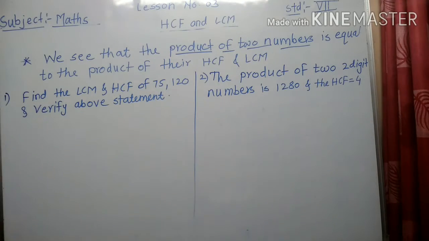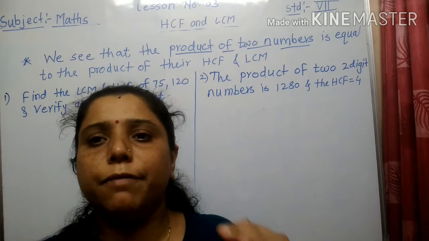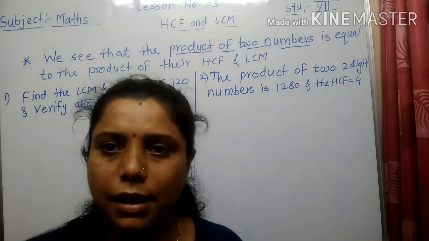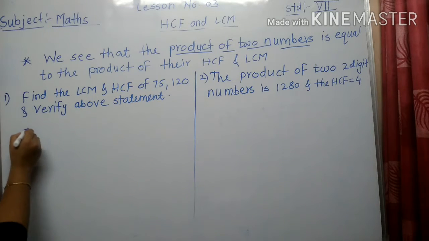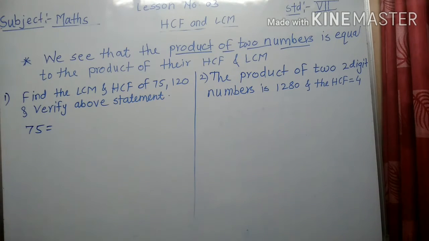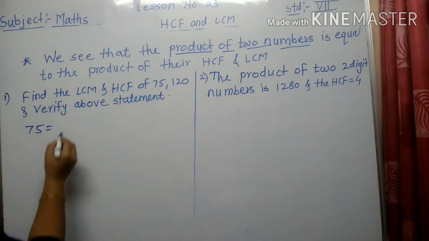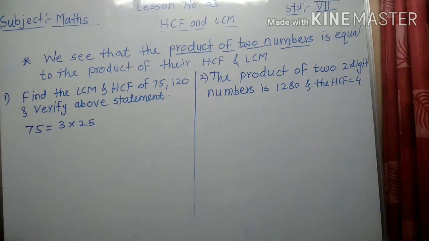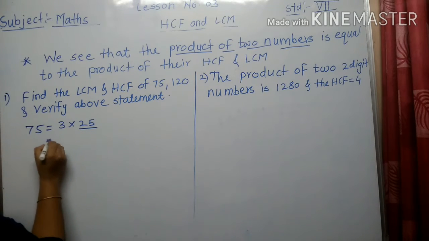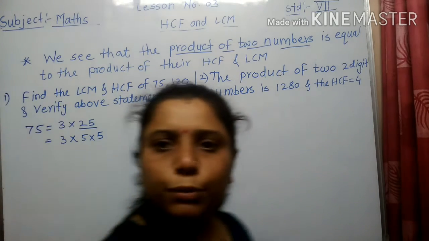First I will find the LCM and HCF. We already discussed the prime factorization method for finding both. First I will find the prime factors. So 75: it is not divisible by 2. Is it divisible by 3? Yes. So I will divide by 3. 3 twos are 6, 3 fives are 15. Again this 25 I can further factorize as 5 into 5.